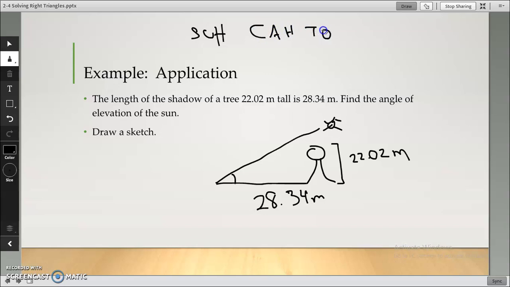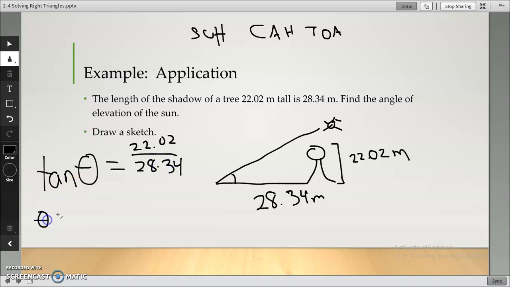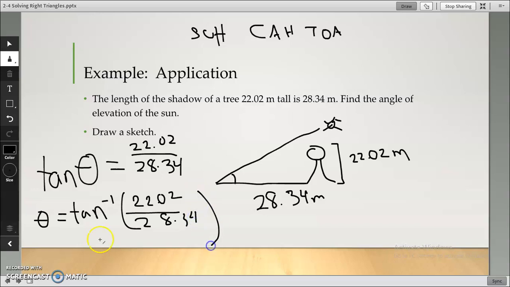Using my trig functions again, let's look at what we have. In reference to this angle, I have the adjacent side and the opposite side. So that's tangent. So we'll say tangent of my angle theta, we don't know what it is, is equal to my opposite, which is 22.02 meters, we'll leave the dimensions off, over 28.34 meters. And so I have tangent inverse, and I can put this in my calculator: 22.02 divided by 28.34, and that gives me my angle is equal to 37.85.